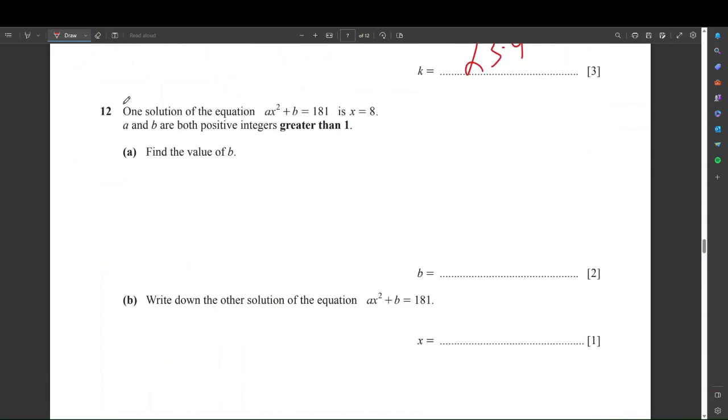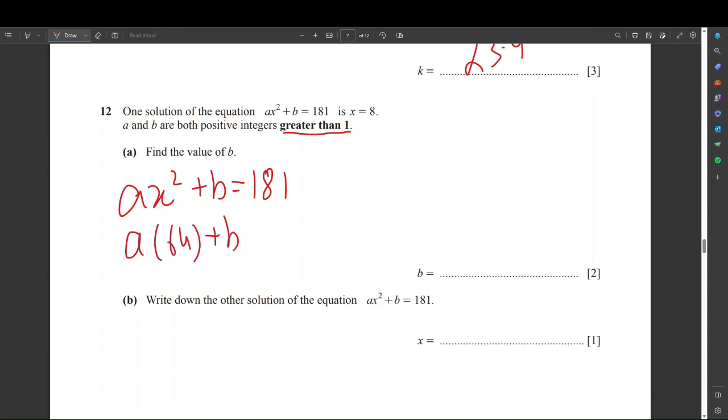Now, one solution of the equation ax squared plus b is equal to 181 is x equal to 8. A and b are both positive integers greater than 1. This bold line is extremely important, and basically we get ax squared plus b is equal to 181. When x is equal to 8, we get a into 64 plus b is equal to 181, which is going to be written as 64a plus b is equal to 181.